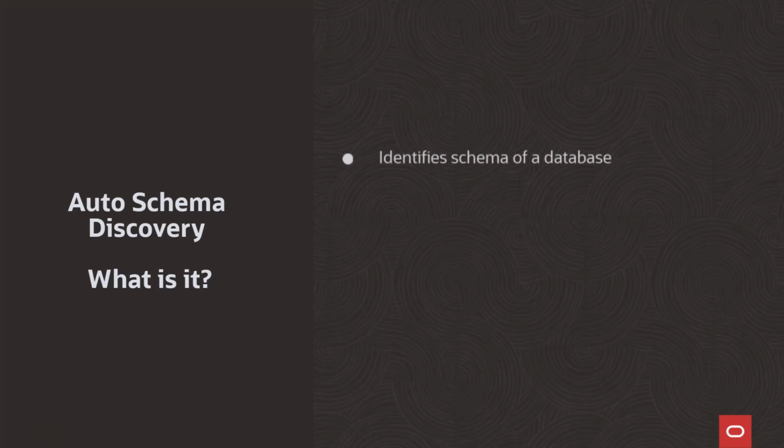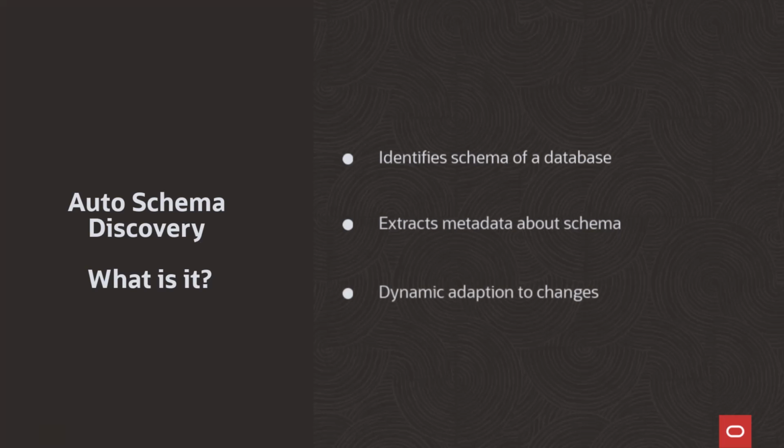The DBAT Connector integration supports an auto-schema discovery feature that identifies the structure or schema of a database, extracts metadata about the schema, like table names, column names, primary and foreign keys, and so on, and dynamically adapts to the changes, ensuring the latest schema is always available for use.